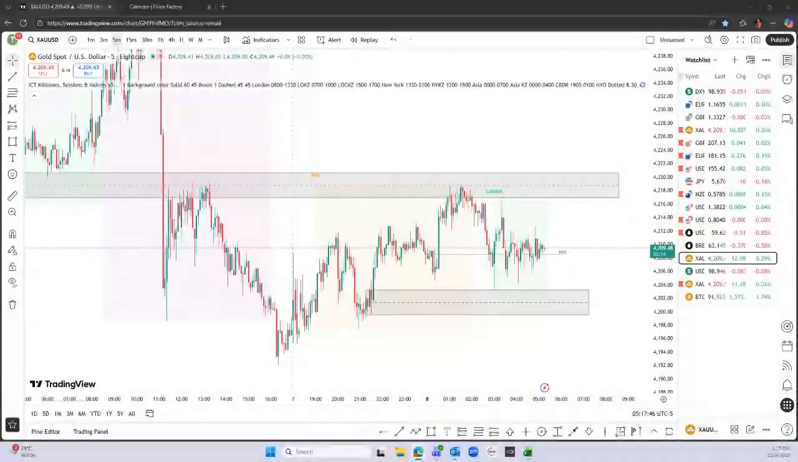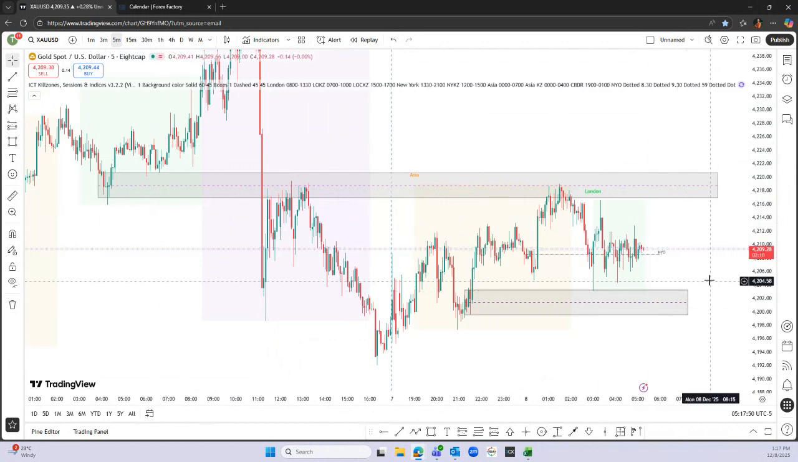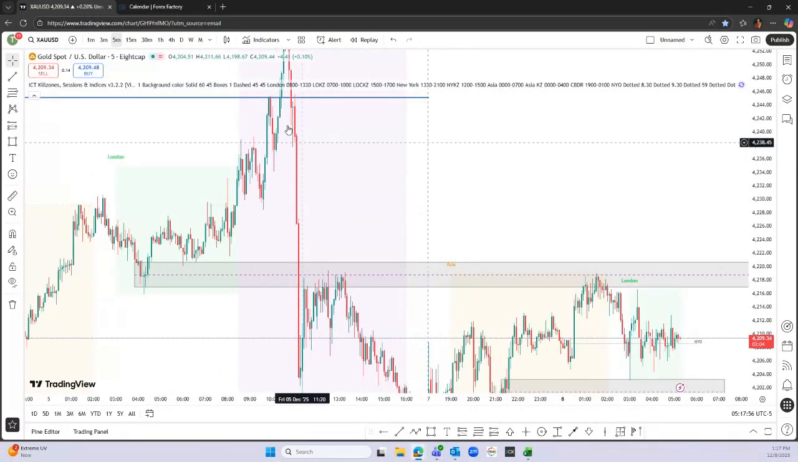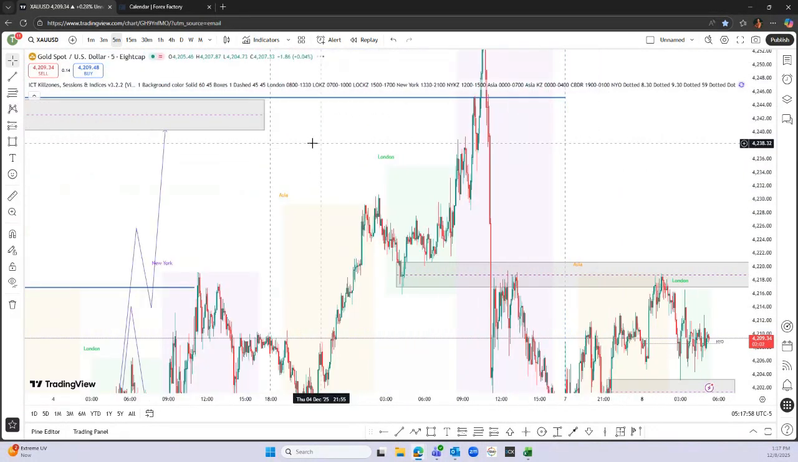Let's begin by looking at gold analysis today. Let me share my chart. I believe my chart is quite visible. So what are we looking at in terms of gold? On Friday, we saw the price of gold pushing really quite on the downside.